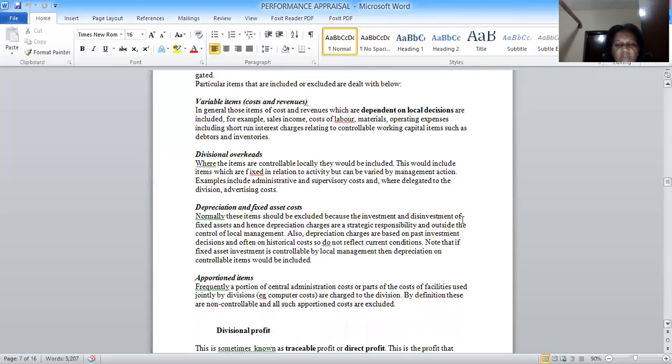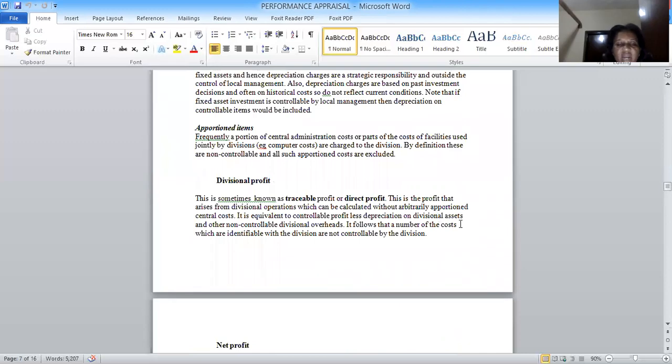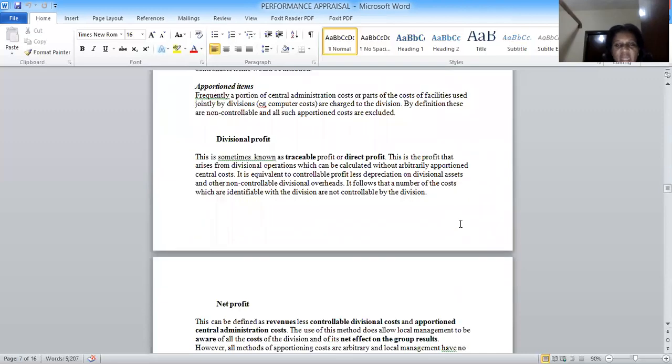Then we have another type of profit, which is termed divisional profits. The first one that I just explained to you is controllable profit. This one is divisional profit, sometimes known as traceable profit or direct profit. This is the profit that arises from divisional operations, which can be calculated without arbitrarily apportioned central cost. It is equivalent to controllable profit less depreciation on divisional assets and other non-controllable divisional overheads.